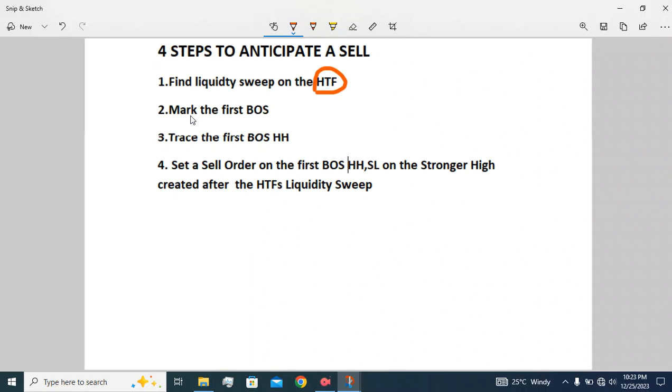Then number 2, mark the first break of structure. Number 3, trace the first break of structure's high right here. Then number 4, the last one, set a sell order on the first break of structure's high. Stop loss on the stronger high created after the higher time frame sweep of liquidity.